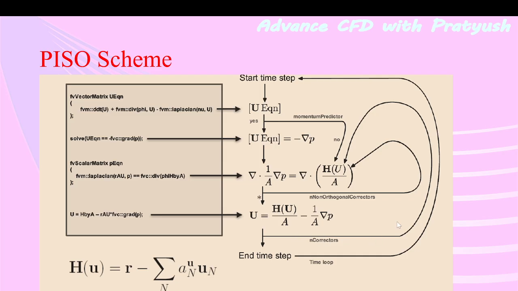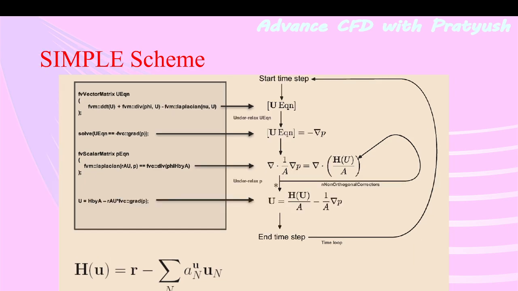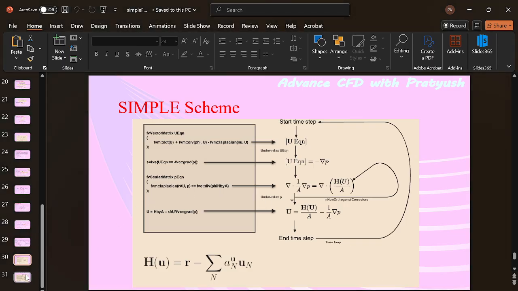So this n correctors is different from the SIMPLE scheme, and that is the only difference in the PISO scheme. Instead of going to the first step, that is the U equation equal to minus grad P, here we go to the pressure corrector step multiple times, and after that we go to the start of the time step. That is the PISO scheme, and the combination of the SIMPLE and PISO scheme is known as the PIMPLE scheme. So this is the basics of the SIMPLE scheme and the PISO scheme.